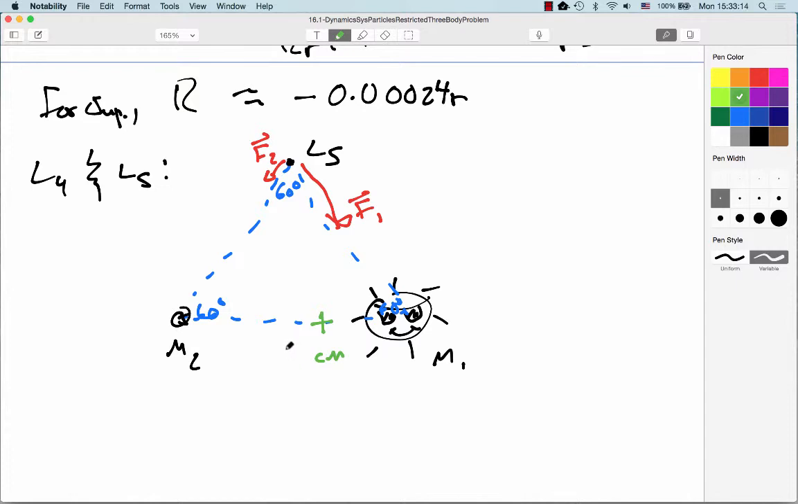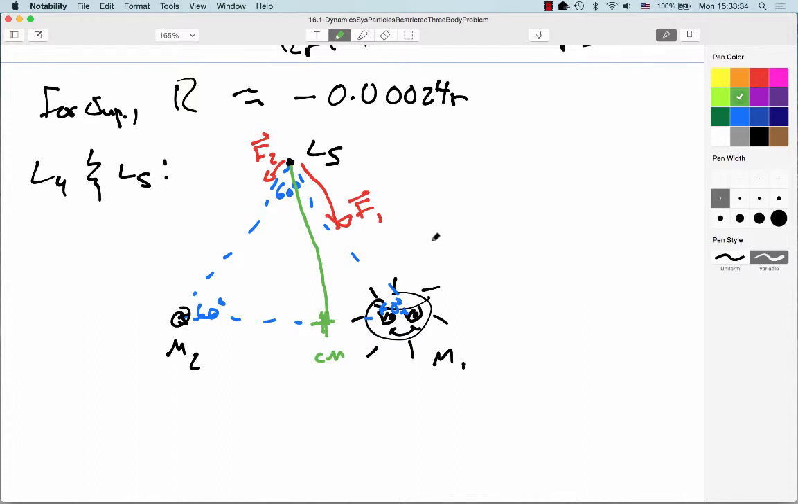All right, so let's see if that's actually true. I'm claiming the net force points to the center of mass. So if that's the case, it'll orbit the same common center of mass at least. And then I'll have to work on showing the periods are the same.